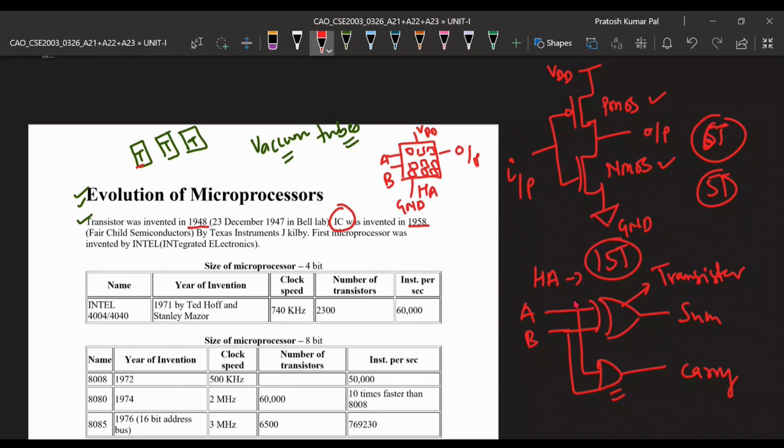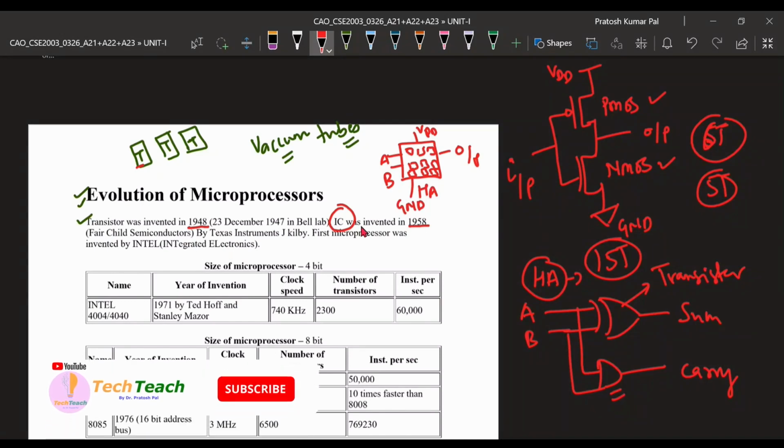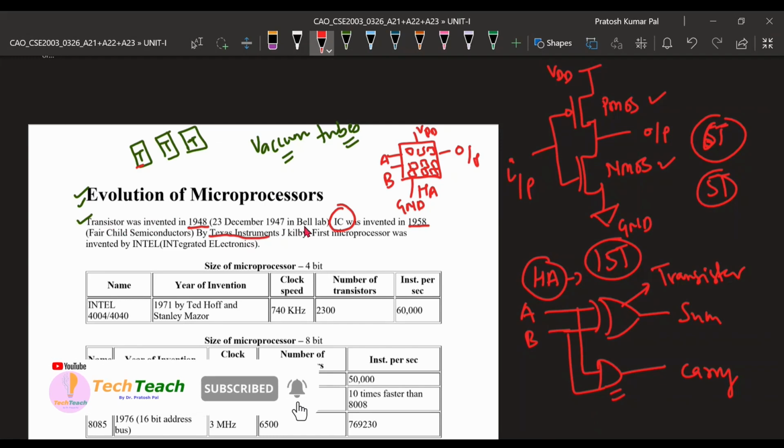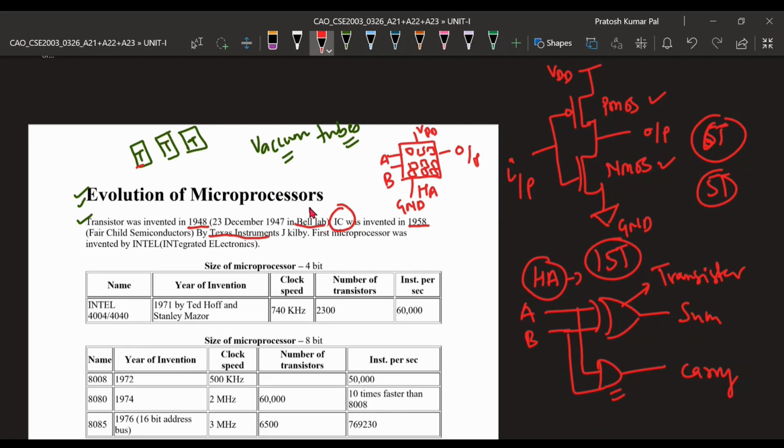So instead of using 15 transistors and making the connections, we can have the simplified version of the same block, the half adder. So the IC invention has created a lot of opportunity in terms of electronic device fabrication. This IC was invented in 1958, around 10 years after the transistor invention. The IC was invented by Texas Instruments, and the transistor was implemented in Bell Laboratory. Bell Laboratory was one of the renowned laboratories that works in this field.